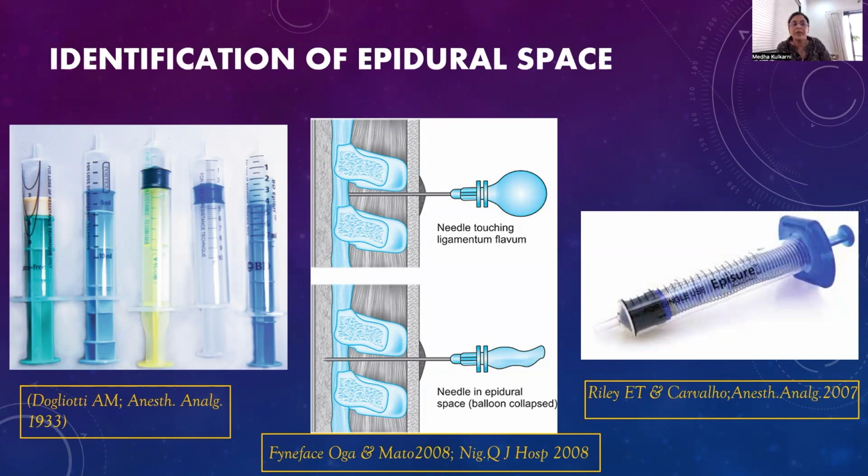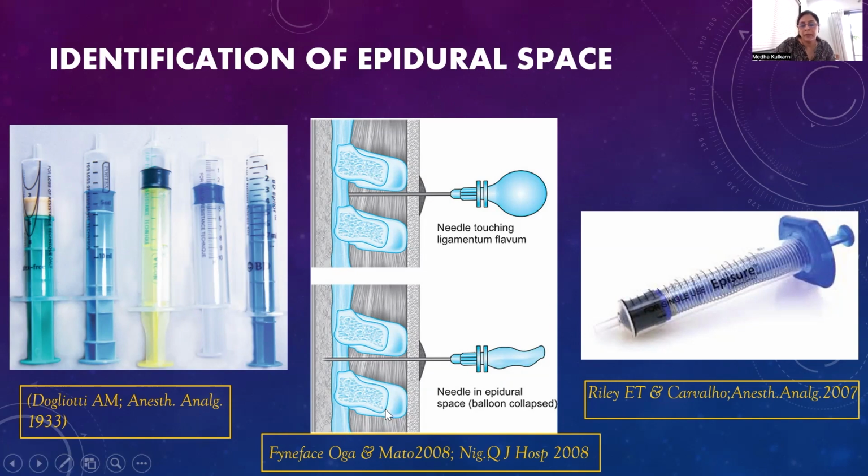Now, for identification of the epidural space, the loss of resistance technique was first described by Dogliotti. When we were training in our residency, we used to use glass syringes, but with a lot of advancements now, there are a lot of plastic syringes available, produced by BD and Portex and others. These are specialized syringes which facilitate loss of resistance and tactile feedback when we are doing an epidural.